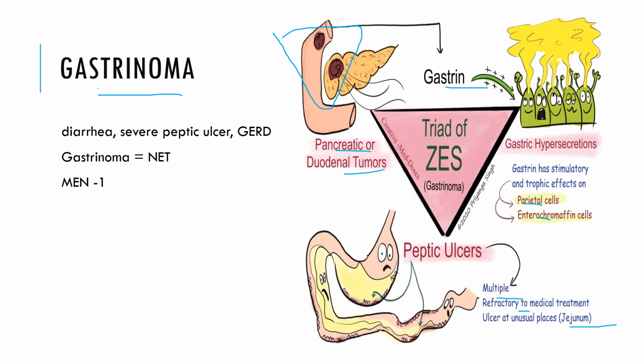This is a triad of this gastrinoma. Gastrinoma is a neuroendocrine tumor, and gastrinoma means raised gastrin production. The symptom triad is actually called the Zollinger-Ellison syndrome, which is diarrhea, severe peptic ulcer, also in unusual locations, and GERD. Okay, and it is usually associated with MEN1 syndrome.